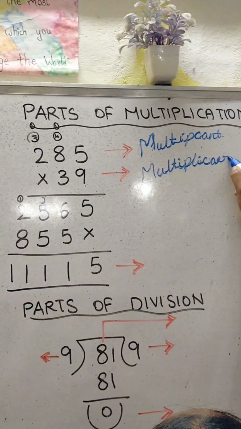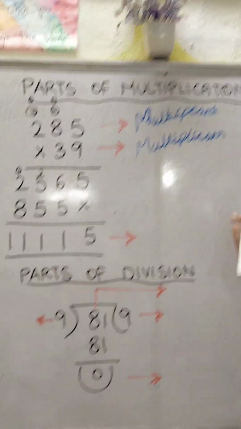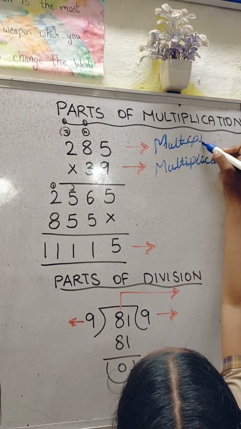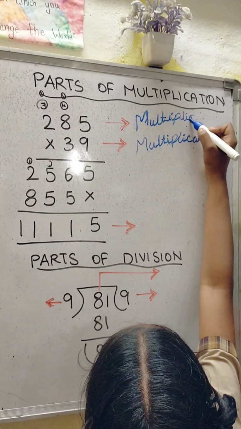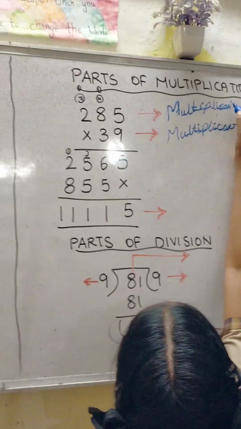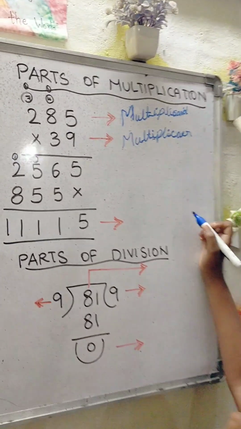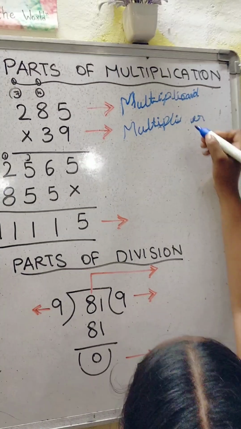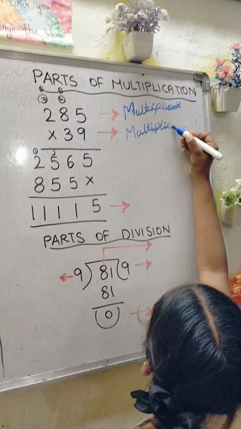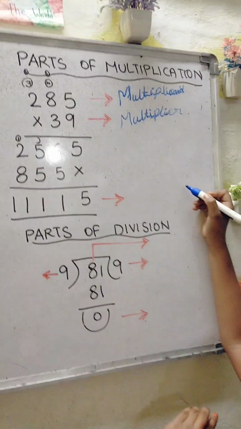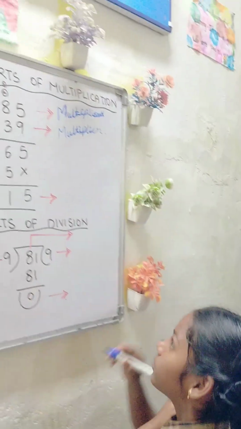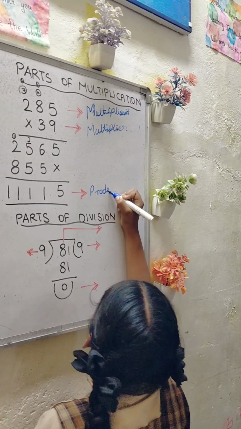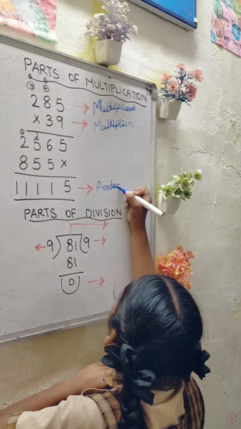Then next, coming to the parts of multiplication. Yes. Multiplicand, M-U-L-T-I-P-L-I-C-A-N-D. The number to be multiplied is called multiplicand. And the number by which we multiply is called multiplier. E-R, not C-E-R. Yeah, E-R. Some spelling mistakes are there, but you're going right. Multiplier. And the answer of multiplication is called product. Please write it there. Product. P-R-O-D-U-C-T. Spelling mistakes. Okay, very good.